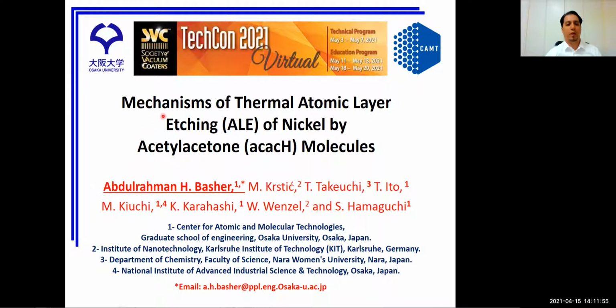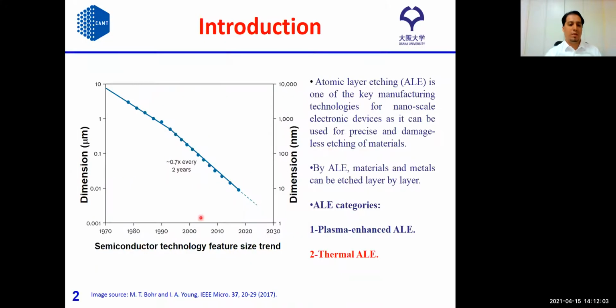Today, I'm going to talk about mechanisms of thermal atomic layer etching of nickel by acetylacetone molecules. As you know, semiconductor technology feature size is reducing year by year. Nowadays, micro devices have reached the nanometer scale, as you can see here. Therefore, we need technologies that can be used to fabricate these devices precisely.